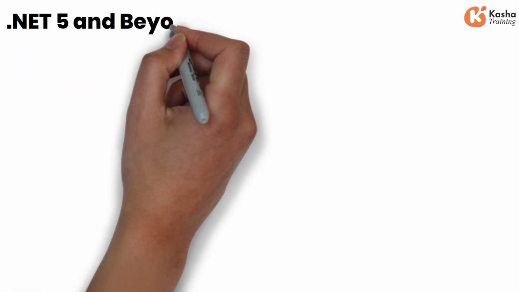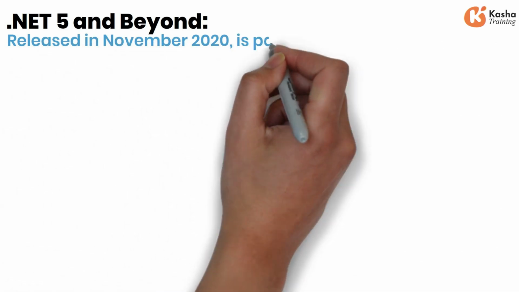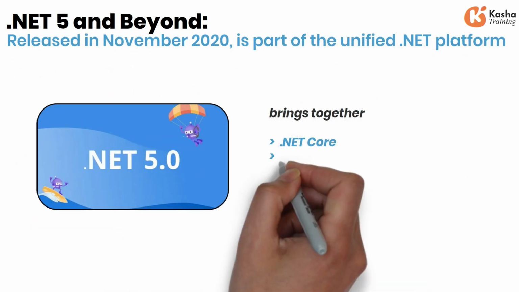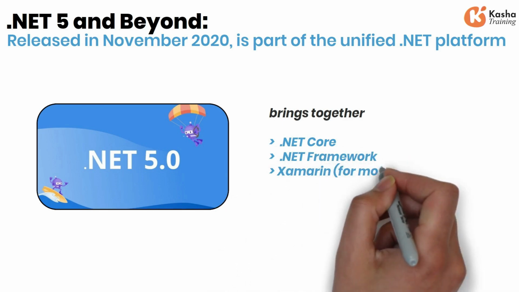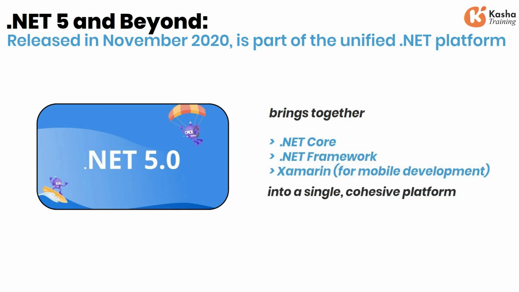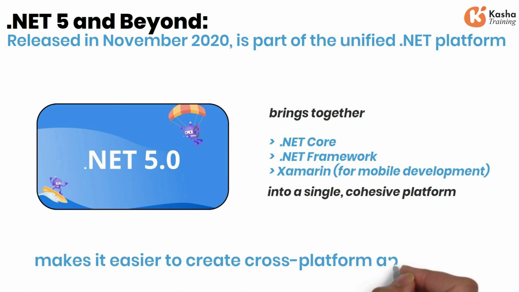.NET 5 and beyond. .NET 5, released in November 2020, is part of the unified .NET platform, which brings together .NET Core, .NET Framework, and Xamarin for mobile development into a single, cohesive platform. This makes it easier to create cross-platform applications.